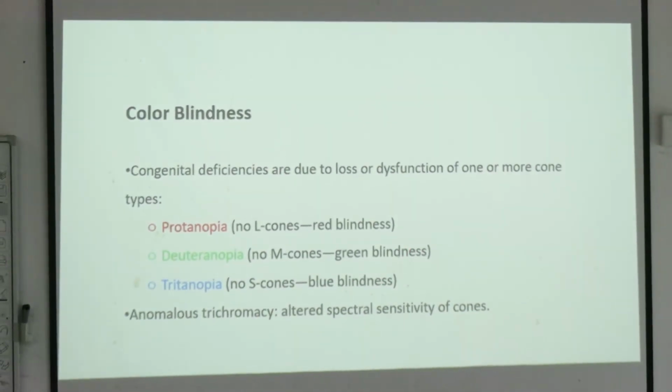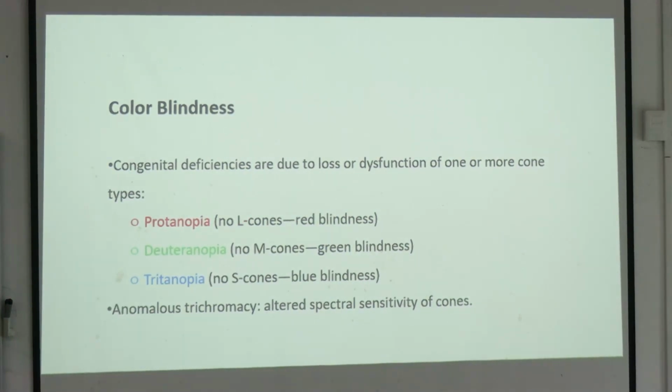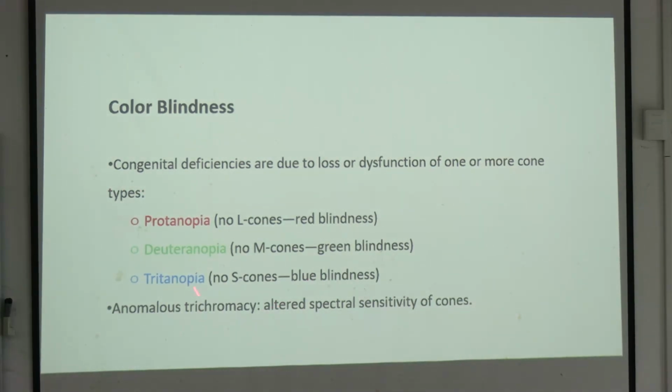Now the last slide we talked about in our previous class is congenital deficiencies of one or more cones. If it is deficiency of L cones, it is protanopia. If it is deficiency of M cone, it is called deuteranopia, and if it is deficiency of S cone, it is called tritanopia.